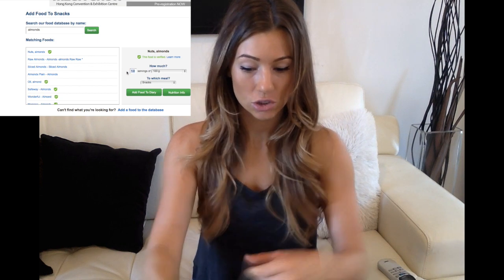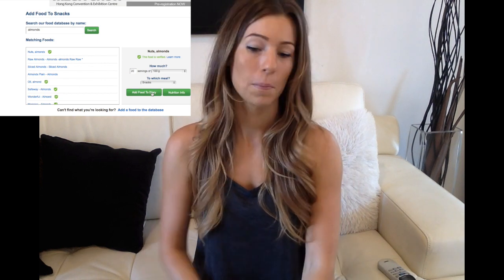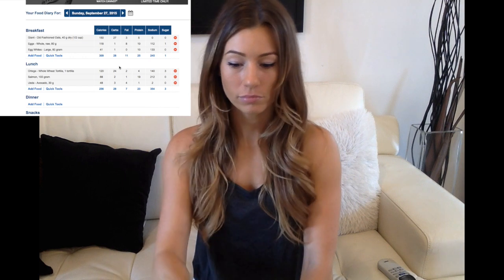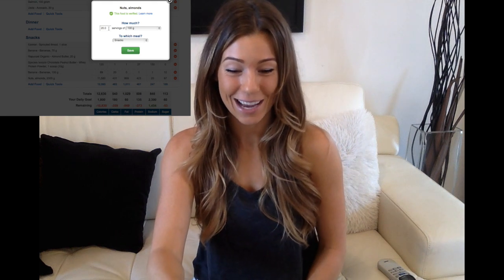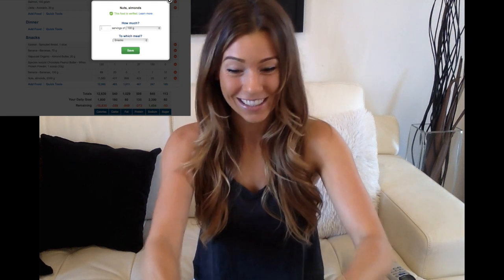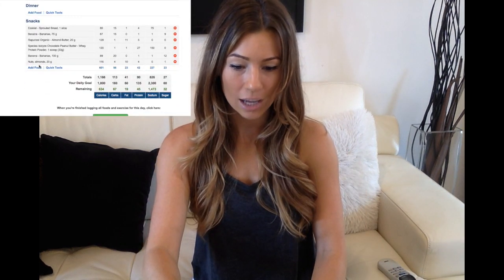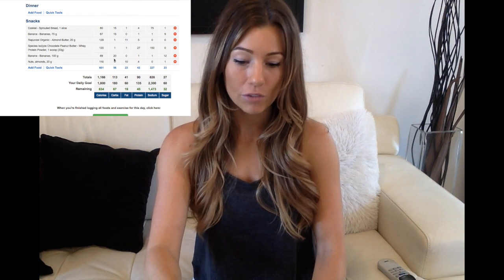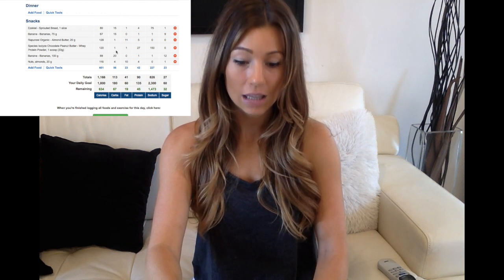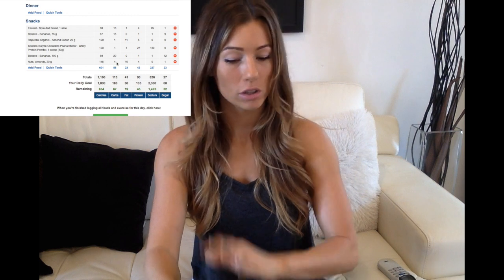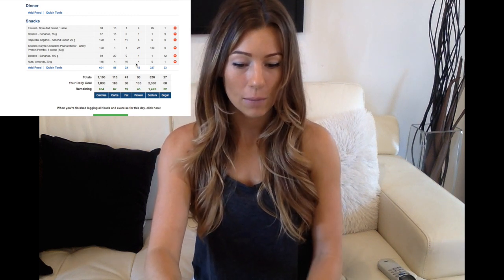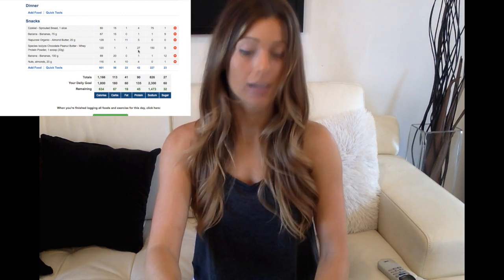All right, so let's do 20 grams. Okay. No, I put 2,000. This is where you have to be careful because I need to put 0.2. For this one, if you just add it up, that's 25 grams carbs, 11 grams fats, and 32 grams protein for that snack. So you're good to go.